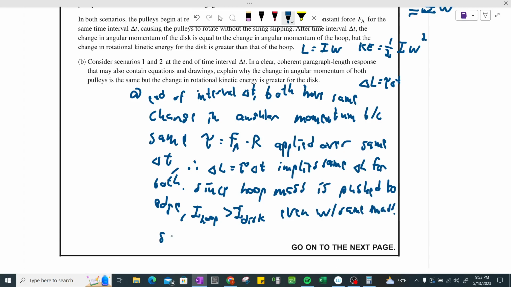And then we could say, since L equals I omega, the disk will have less omega, less angular velocity.